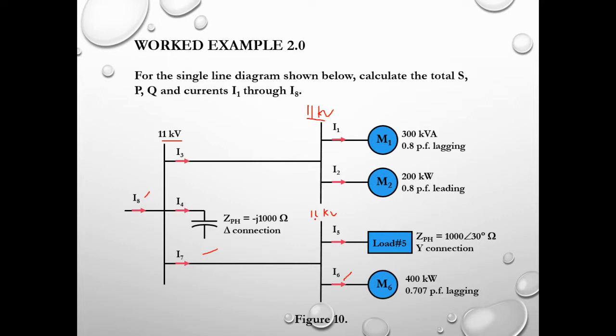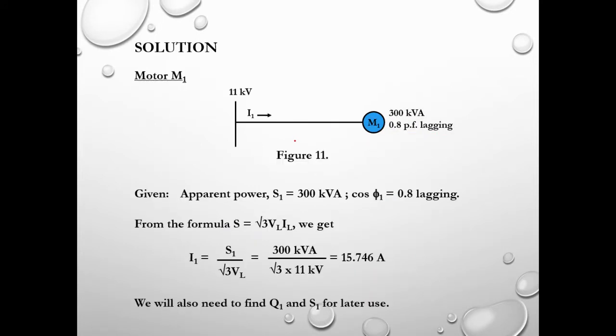Each component over here, M1, is provided with its respective value of the S, P, the impedance, the active power, as well as the power factor. So let us analyze this circuit in order to calculate the total S, P, Q, as well as the value of currents I1 through I8. Okay, so let's focus on each part.